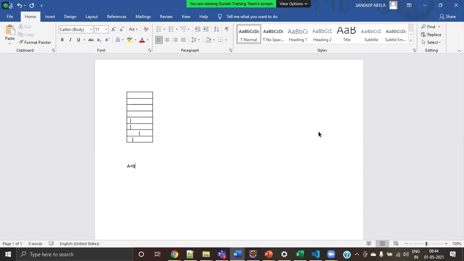A plus B into C. Okay, this is the operation there. So first we will see if it is an operand. That means A is an operand, right? We won't push it into the stack. We will directly print it as A.